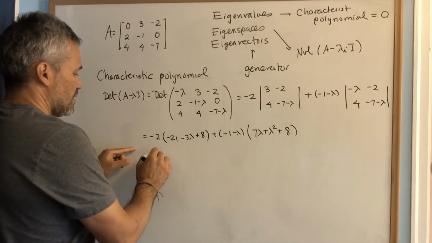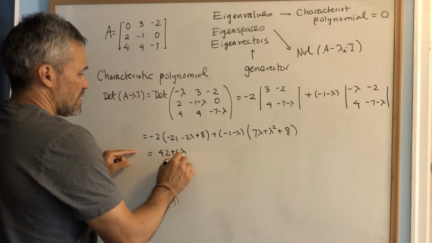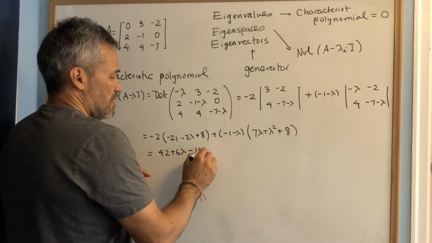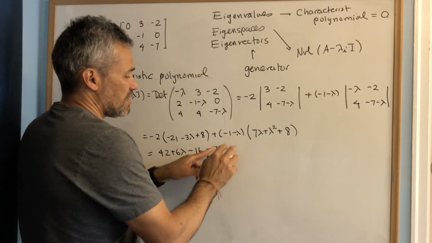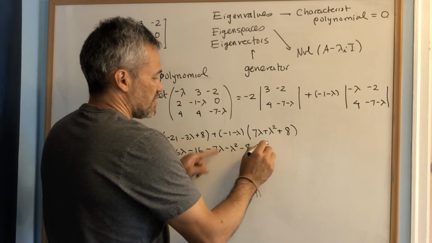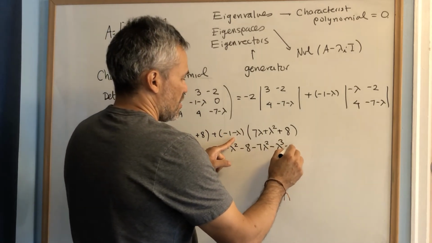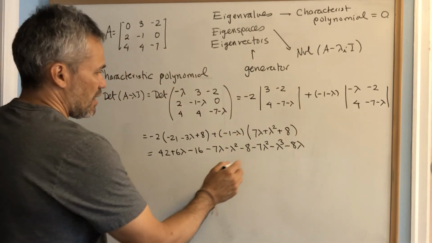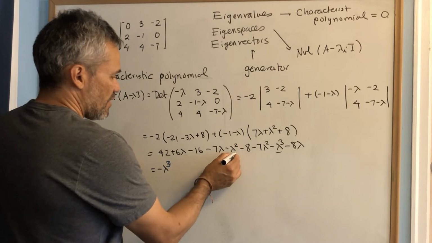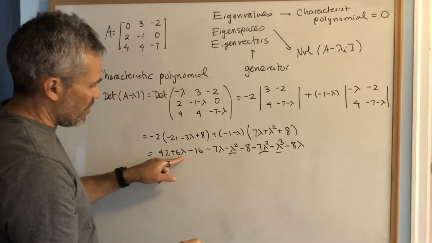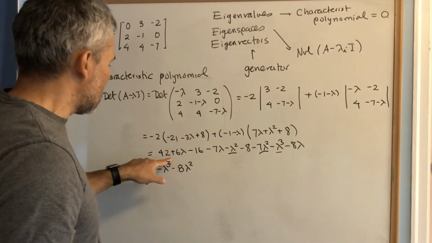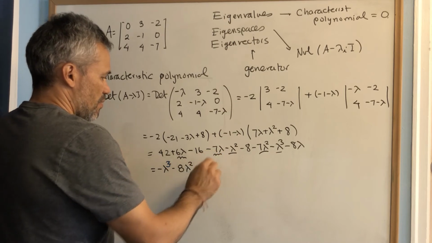Then what do we get? We get a positive 42 plus 6 lambda, minus 16, minus 7 lambda, minus lambda square, minus 8, minus 7 lambda square, minus lambda cube, minus 8 lambda. We have a negative lambda cube here, and we have lambda square. We have a lambda square here, another lambda square here. Do we have more lambda square? No. Minus 8 lambda square. What about lambdas? We have a lambda here. 6 minus 7 is negative 1.